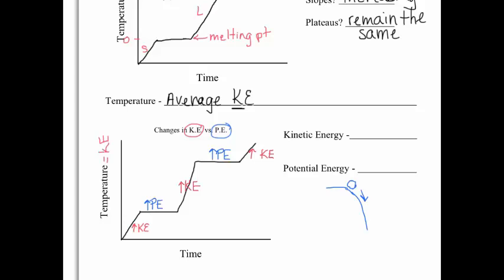Since this is a heating curve, the kinetic and potential energy in each of these line segments would be increasing. Vice versa would happen with a cooling curve. They would all decrease as you go through the cooling curve. So kinetic energy, if we were to define that, would be the energy of motion, and it's going to change at the slopes. The potential energy is the energy of position, and that's going to change at the plateaus.